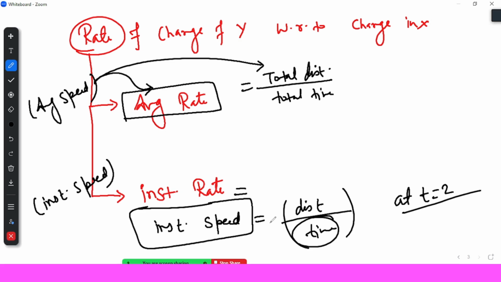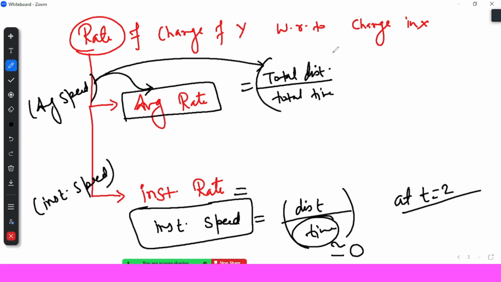At t equals 2, what will be your time duration? Is it 2 seconds? No, you have to take the time duration. You are interested at t equals 2. The instant it becomes 2 seconds, your clock should be stopped. So your time duration will be very near to 0, isn't it? That's the basic understanding of average and instantaneous.